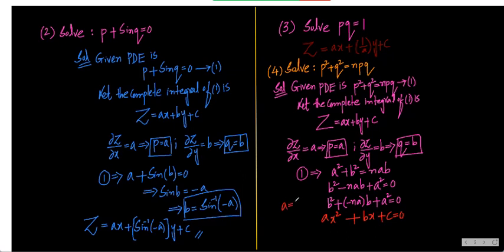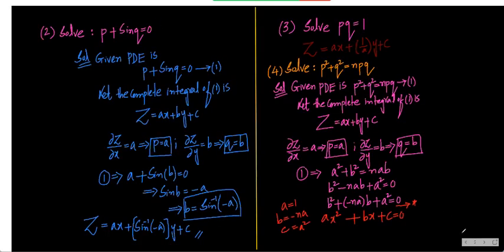Then the a value is 1. Actually, our equation is in quadratic form in terms of b. So the b value is minus na, and the c value is of course a square only. You know the process: converting into the quadratic form and then solving with x equals minus b plus or minus under root b square minus 4ac by 2a formula. Use that formula and solve it.